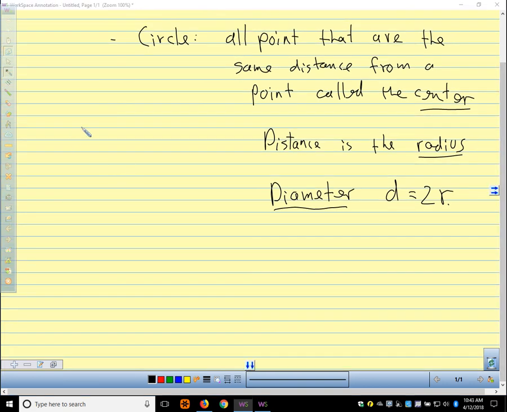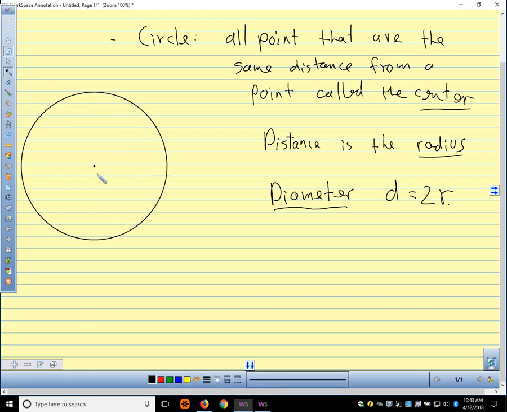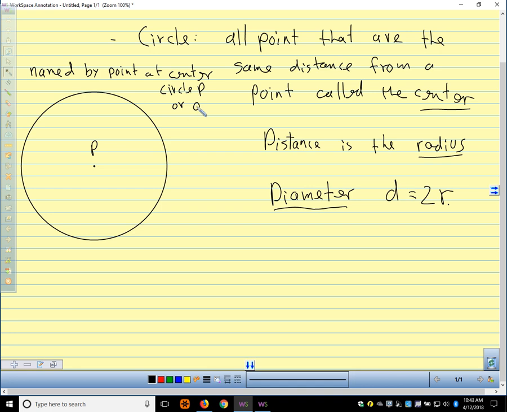All right, so let's talk about some parts. I'm going to draw a circle here, and I'm going to call the point at the center P. So we name the circle by the point at the center. So we would call this circle P. Or sometimes you just see a little symbol like this. So this means circle, and P is the center.